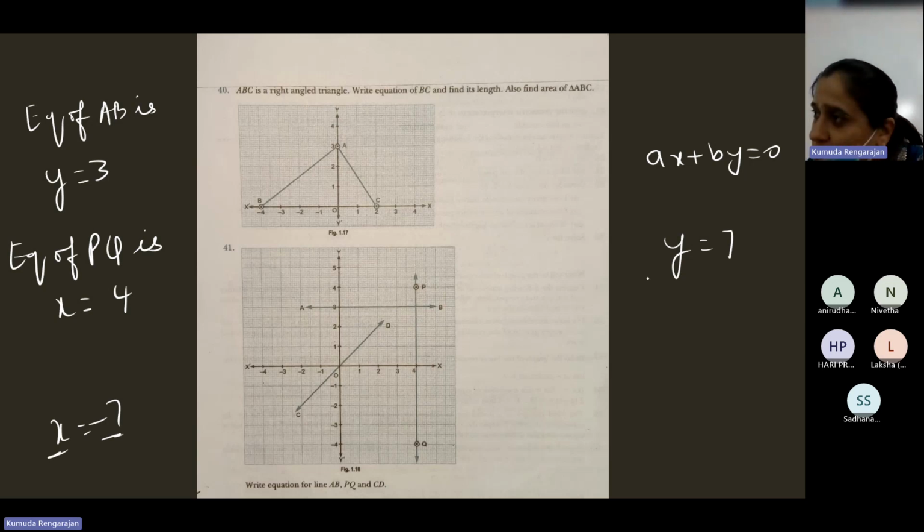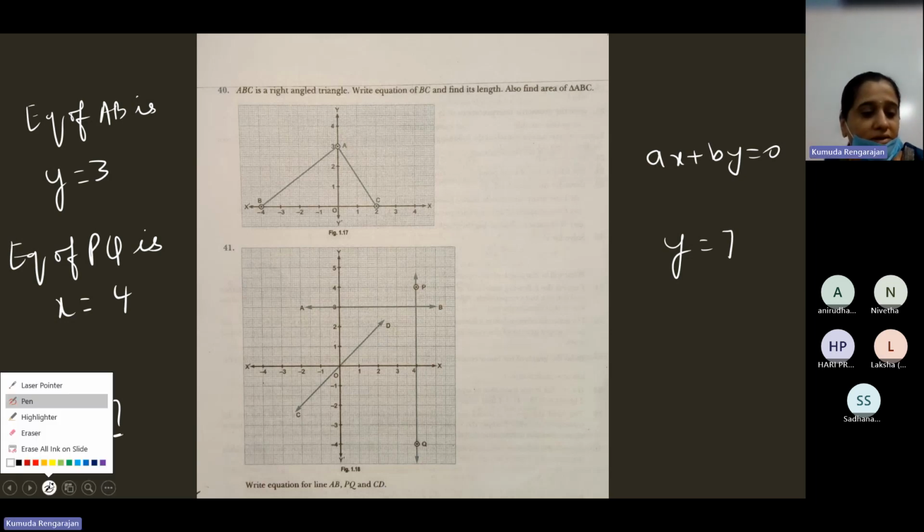If both x and y are there, but the constant is not there, it will pass through the origin. And here you can see that CD passes through the origin. So the equation of CD will be, there will be x, there will be y, but no constant. And how to write the equation?